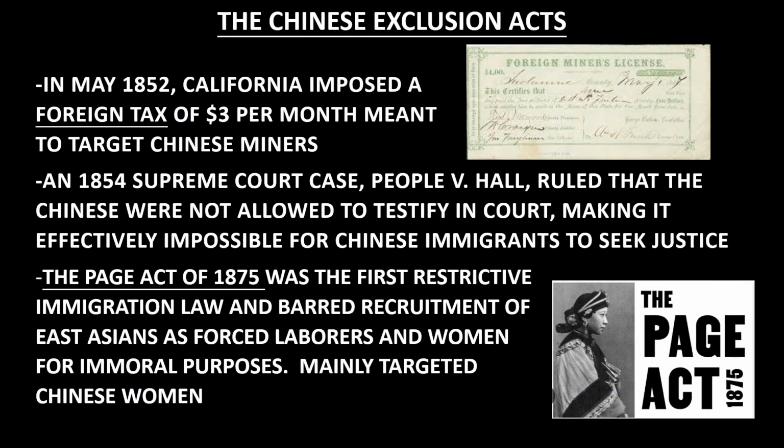The Chinese Exclusion Acts. In May 1852, California imposed a foreign miners' tax of $3 per month. This was meant specifically to target Chinese miners. An 1854 Supreme Court case, People v. Hall, ruled that the Chinese were not allowed to testify in court, making it effectively impossible for Chinese immigrants to seek justice. The Page Act of 1875 was the first restrictive immigration law, and barred recruitment of East Asians as forced laborers, and women for immoral purposes. This act mainly targeted Chinese women.